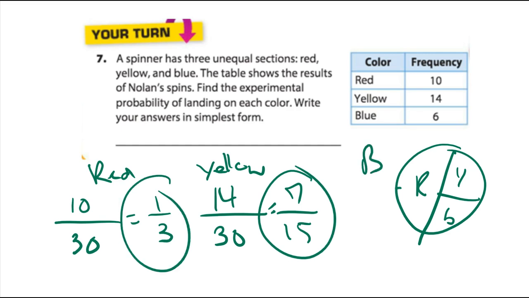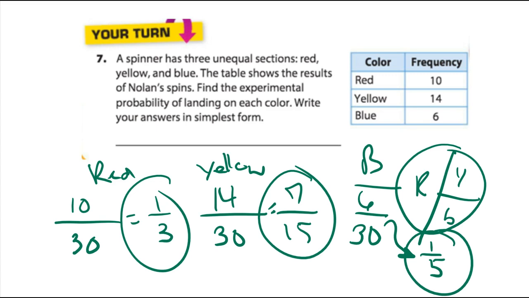And for blue, we got 6 out of 30, which we can simplify to 1/5. Okay, so the point of finding experimental probability leads us to our next section on being able to make a prediction based on experimental probability.